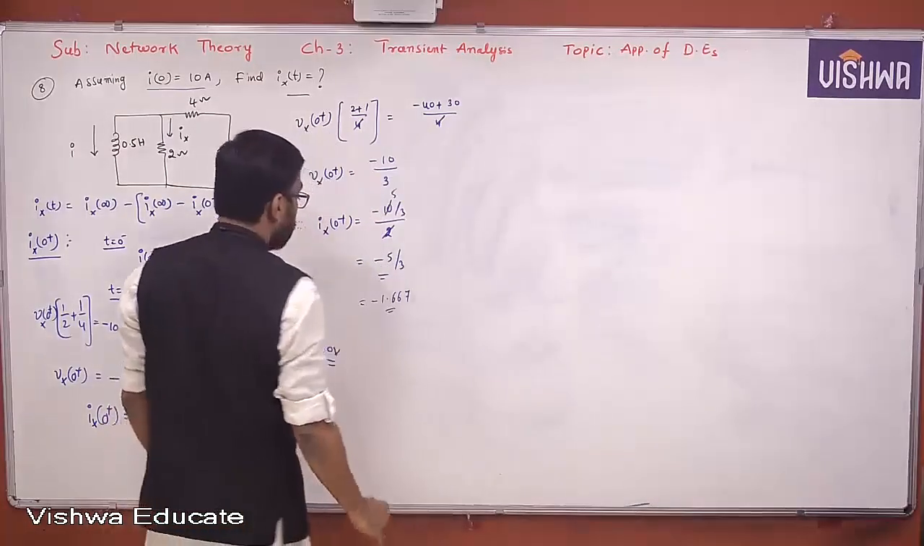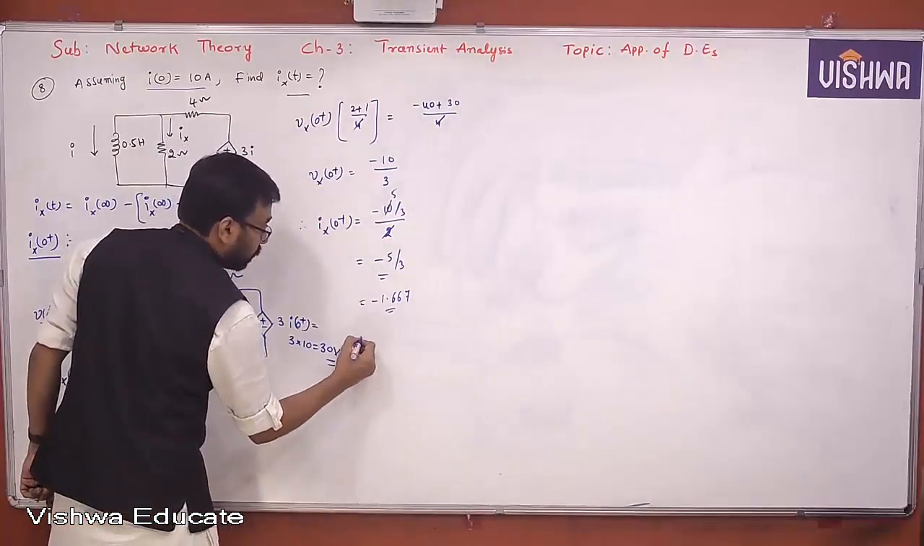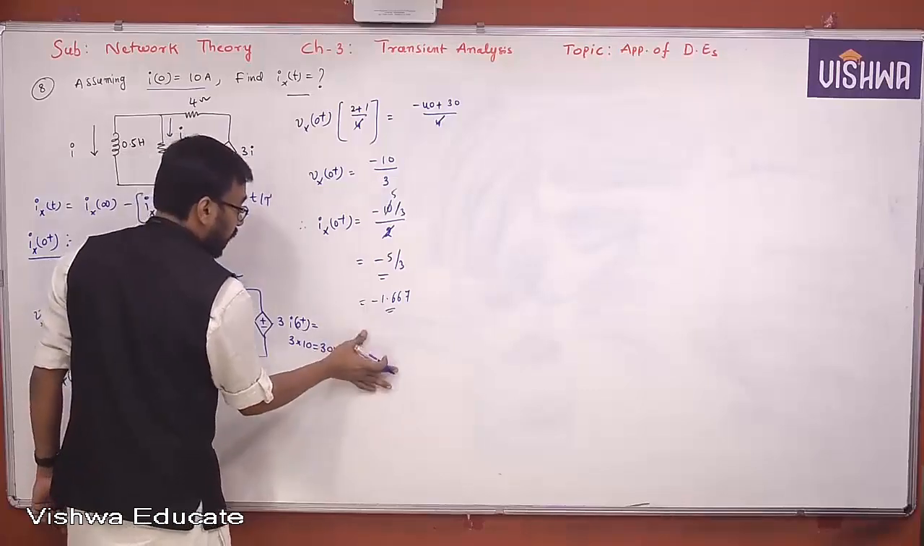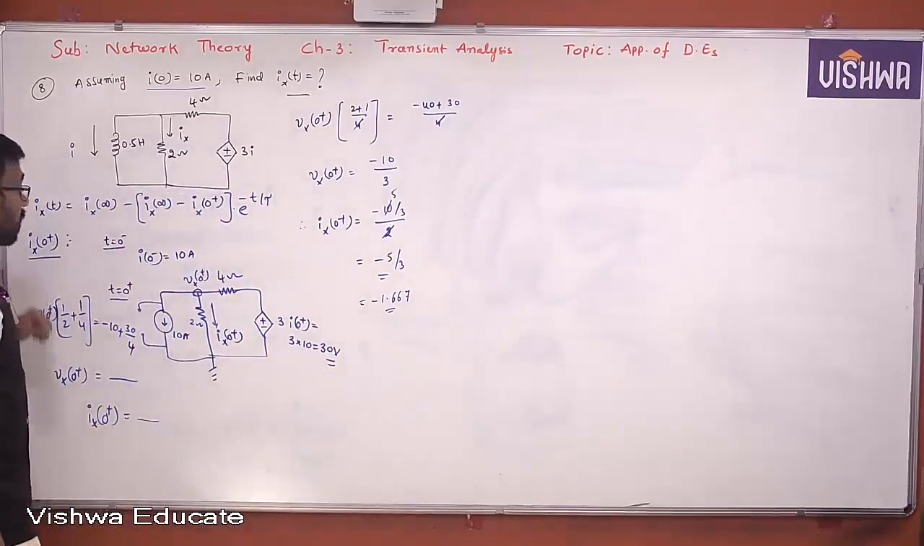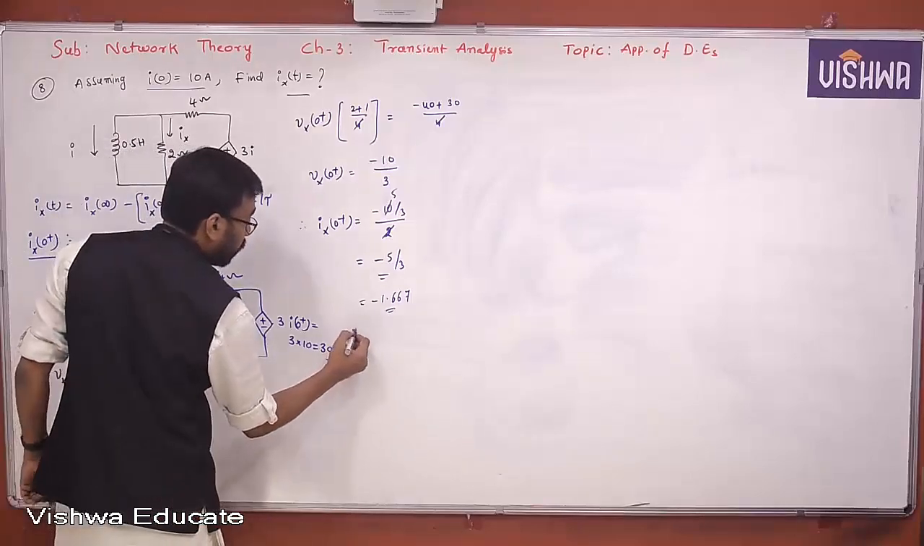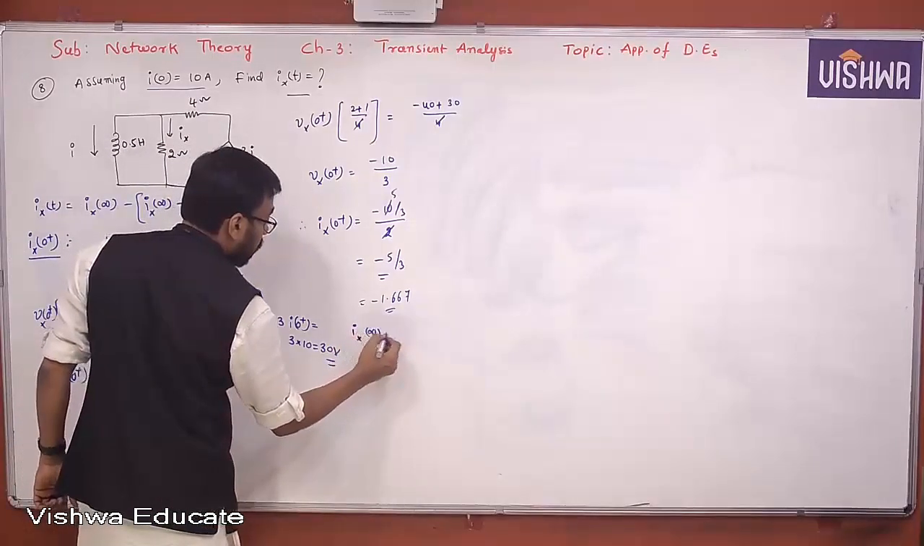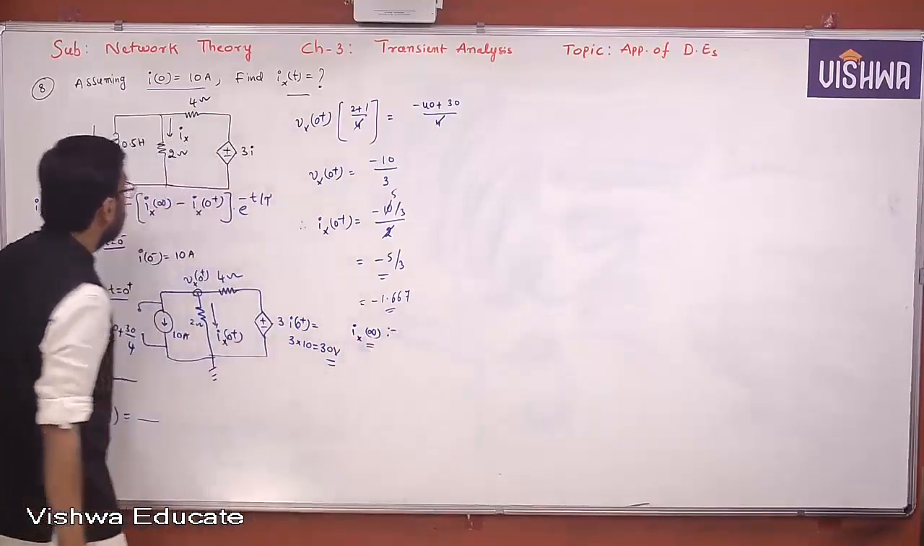So therefore, now next is Ix of infinity. You calculated Ix of 0 plus already. Then next, let's go with Ix of infinity. What is Ix of infinity here? This is shorted.